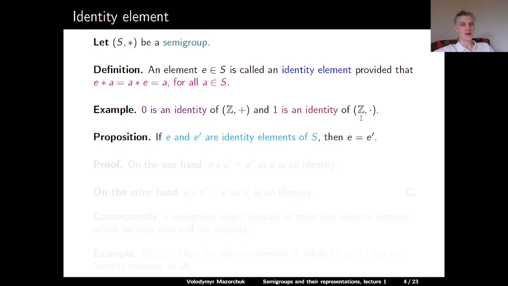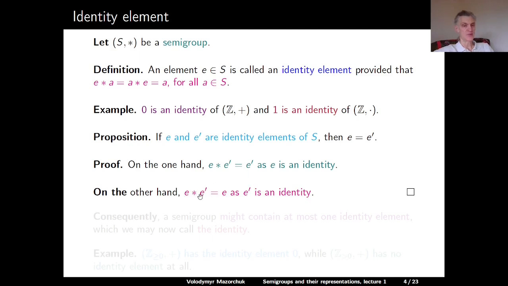Proposition: if E and E prime are identity elements of S, then E is equal to E prime. Proof: on the one hand, the product of E and E prime is equal to E prime, because E is an identity element. On the other hand, the same product is equal to E, because E prime is an identity element. This implies that E is equal to E prime.